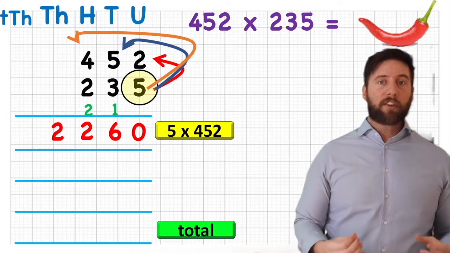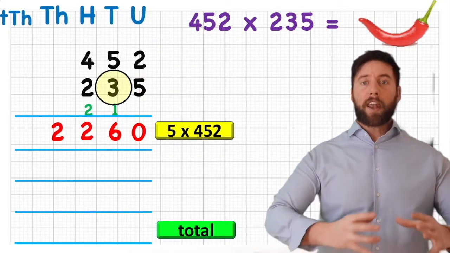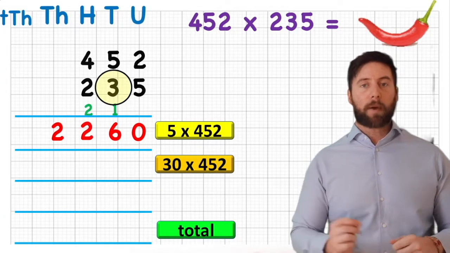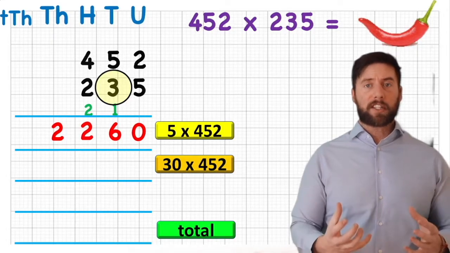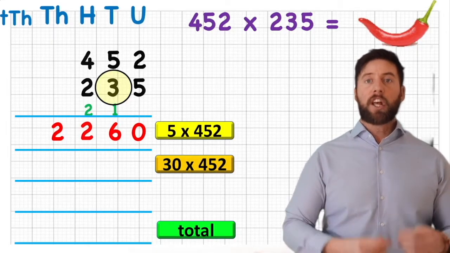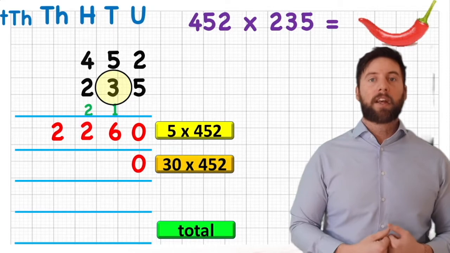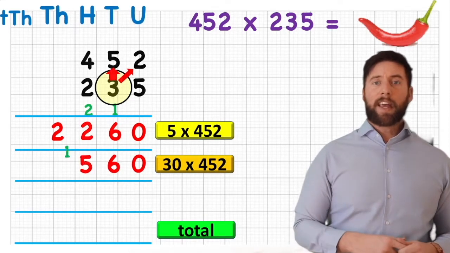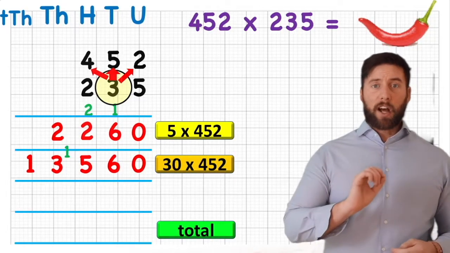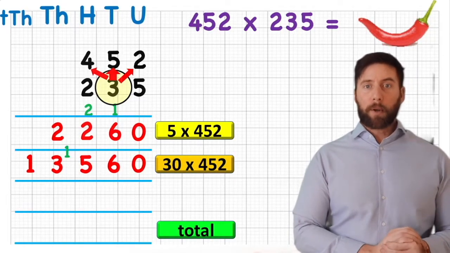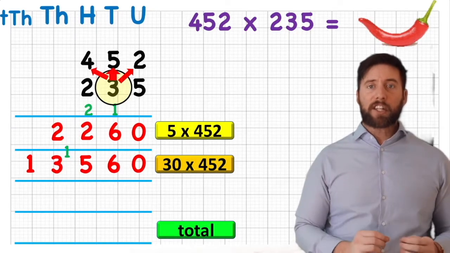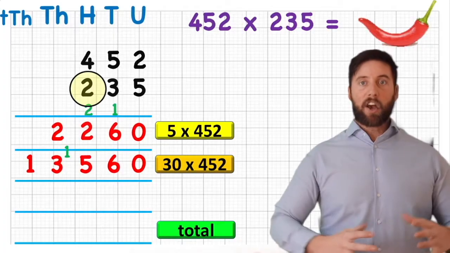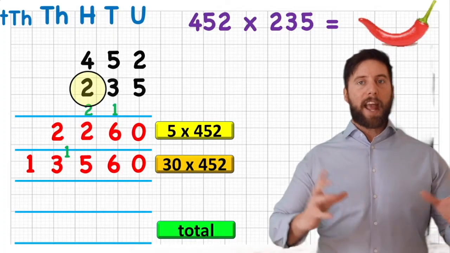Okay, right, now our second row, same as before, we are now looking at this 3, but it's not a 3, it's a 30, so let's make it 10 times larger by putting in our placeholder, okay, because it's a 30. It's 10 times larger than 3, which is what we want to be dealing with, okay? So just like before, 3 times 2 is 6, 3 times 5 is 15, 3 times 4 is 12, plus the 1, 13. So 30 times 452 is 13,560.